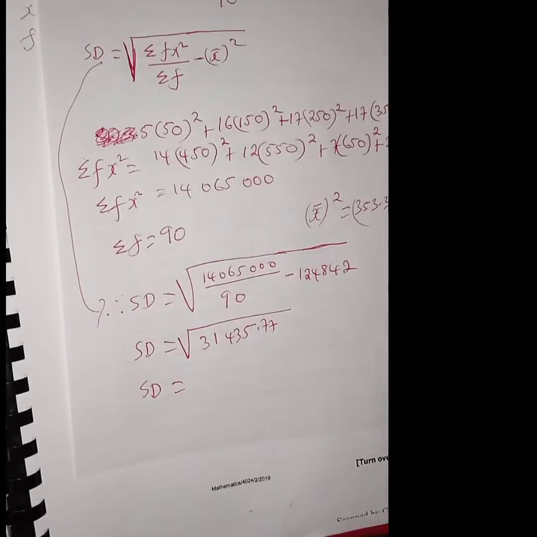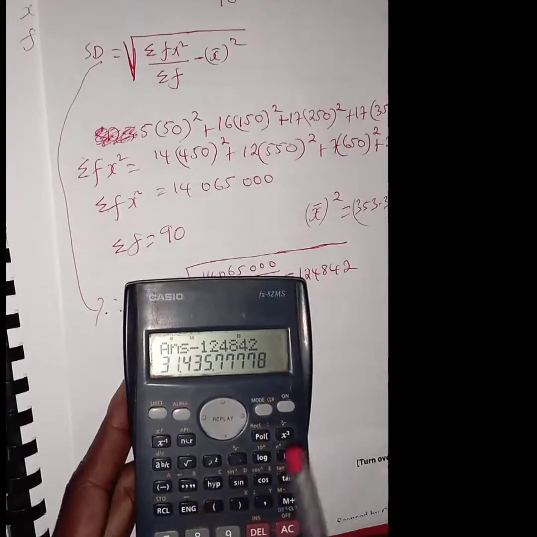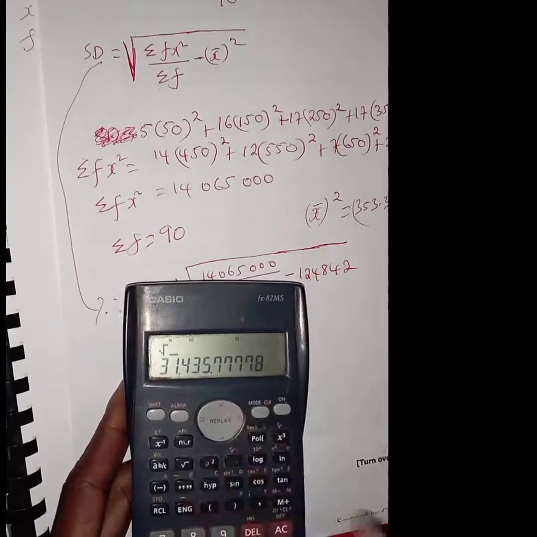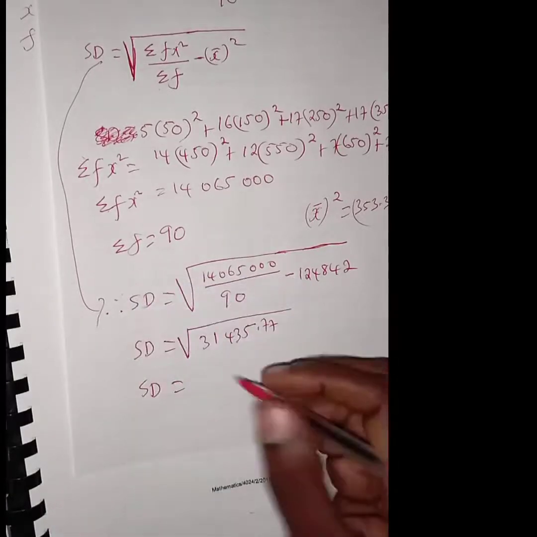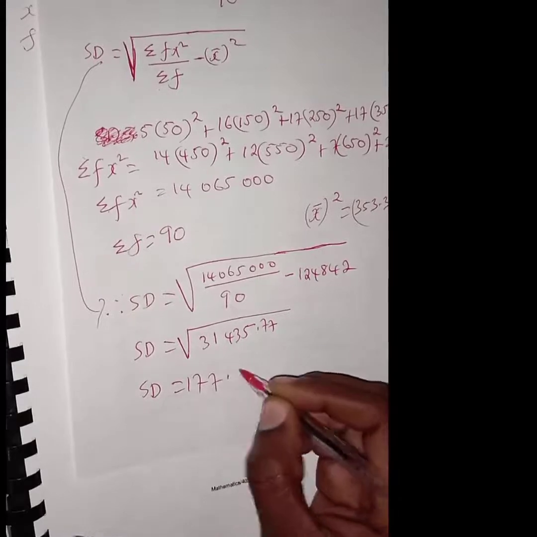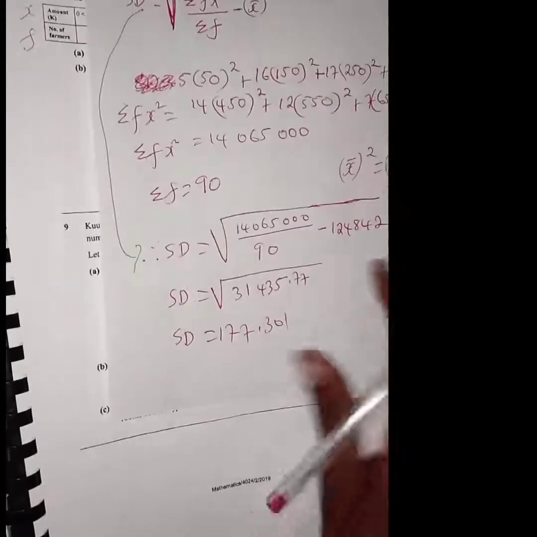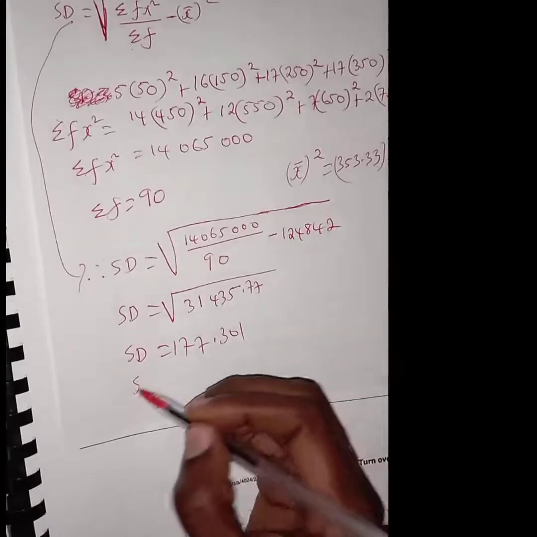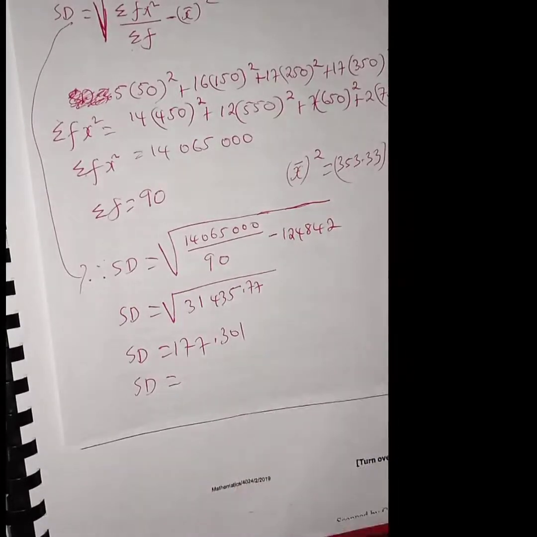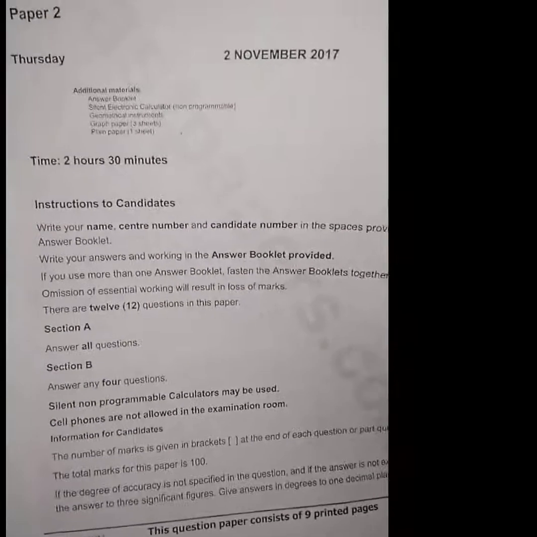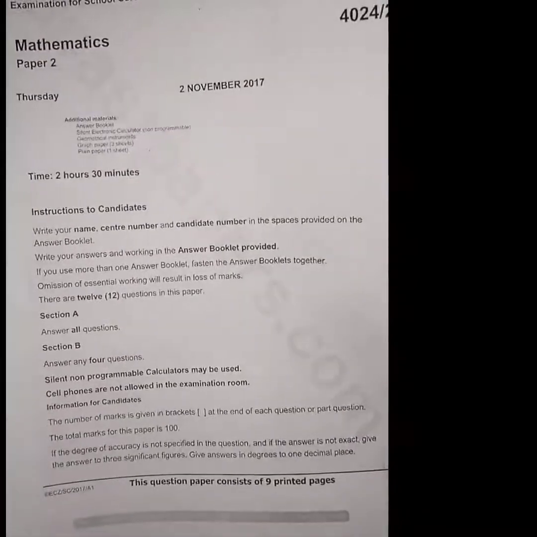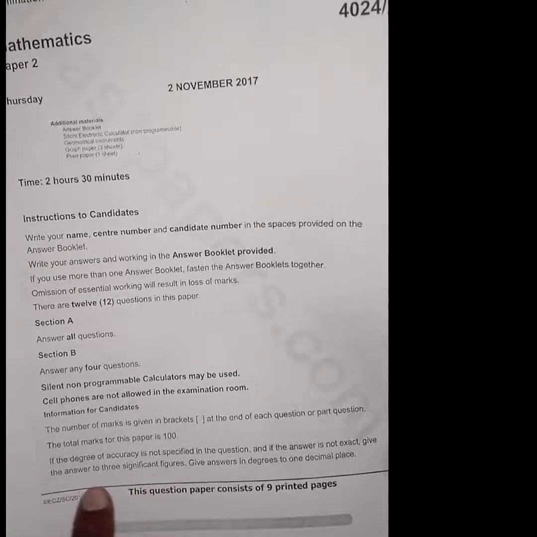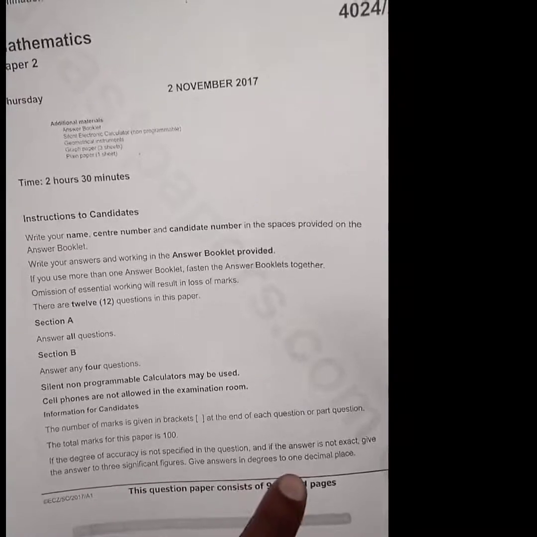So what will be your answer? You just punch square root, the same thing which has remained on your calculator, press square root, and then you press is equal to. So your figure is 177.301, and so on and so forth. Finally, you round off correct to 3 significant figures. On the cover, they will mention this. If the degree of accuracy is not specified in the question, and if the answer is not exact, give the answer to 3 significant figures.